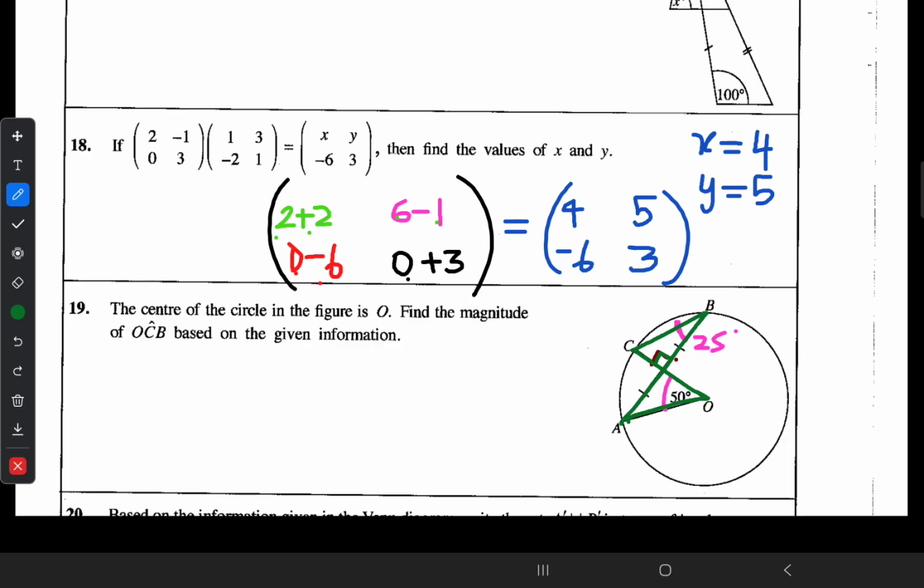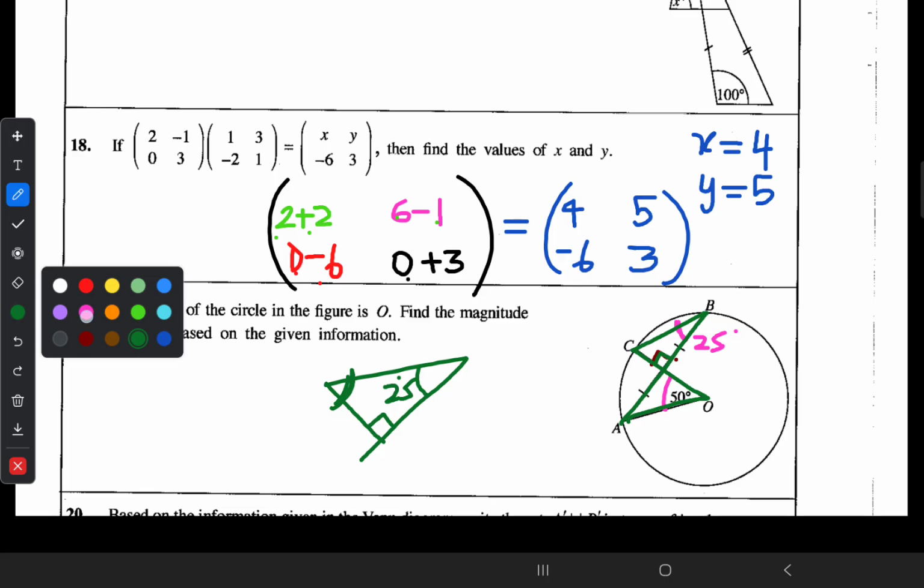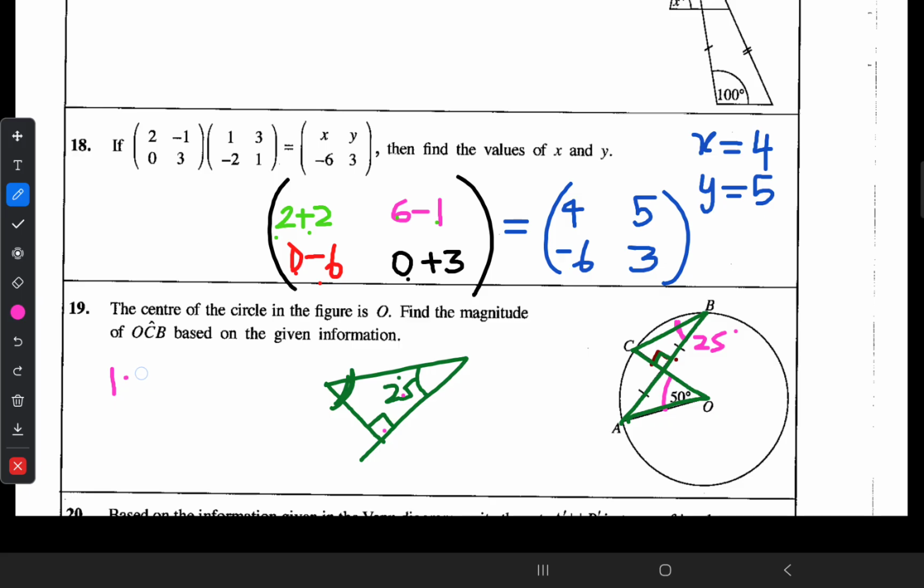Likewise, we found 25. Now I will draw this triangle here. This is the angle which we need to find, OCB. Here we have 90 and here we have 25. So get the sum of 90 and 25, that is 115. From 180, when we subtract 90 plus 25, 115, that would be 65. That is the remaining angle. That means OCB should be equal to 65 degrees.